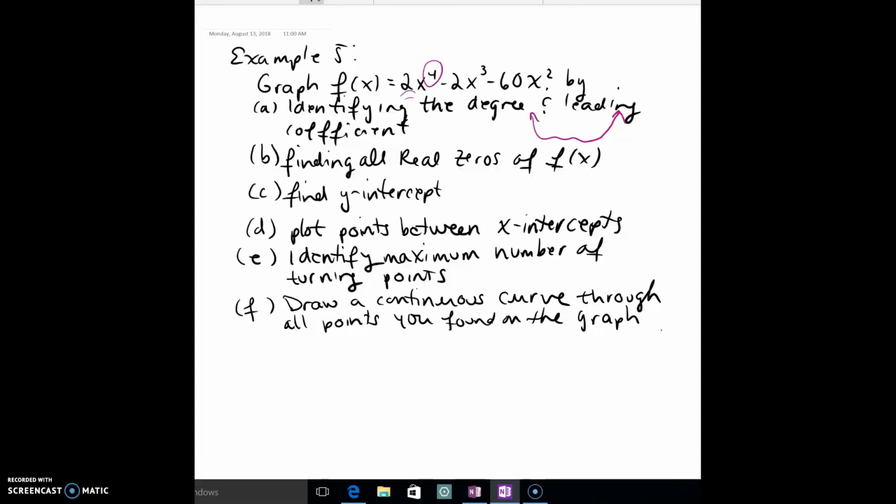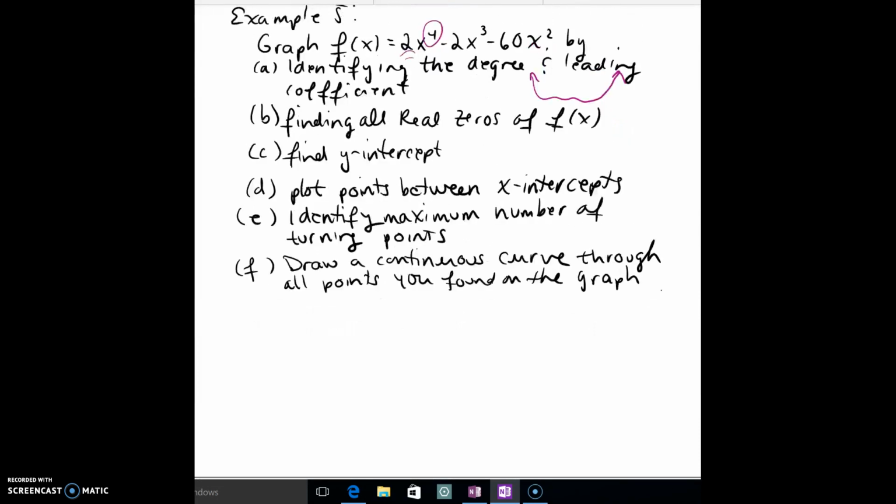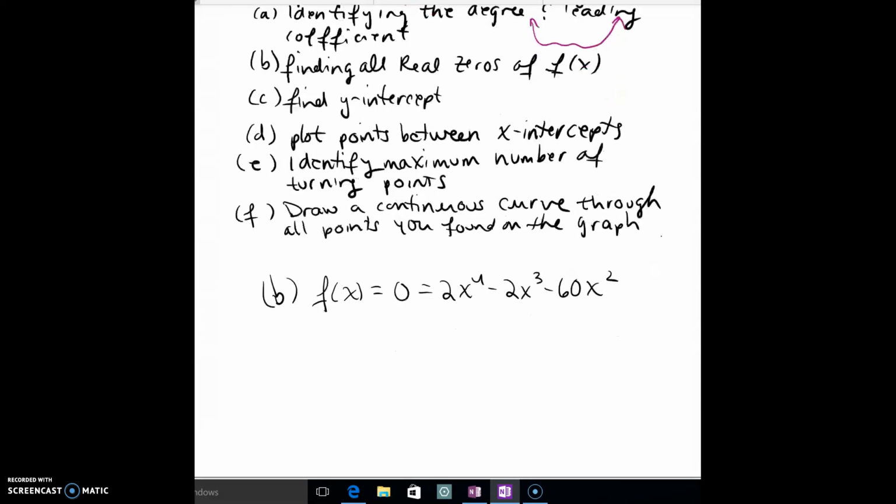Let's move on to part B to help us find all the real zeros. Now, when we're finding the real zeros of a polynomial, that means we want to let f of x equal 0. So we're going to solve this equation, 2x to the fourth minus 2x cubed minus 60x squared. And we're going to solve that by factoring it as completely as possible.